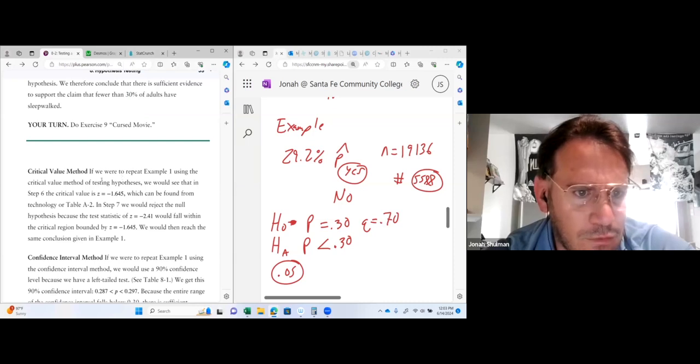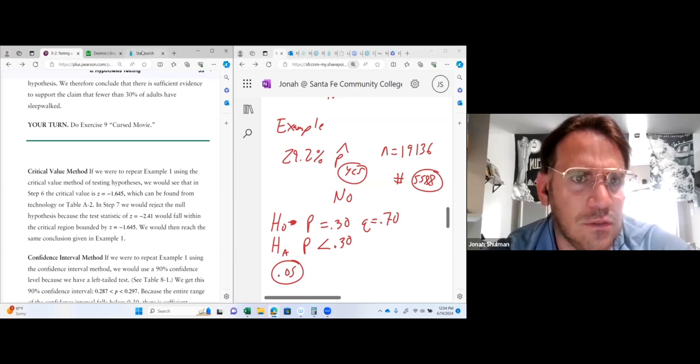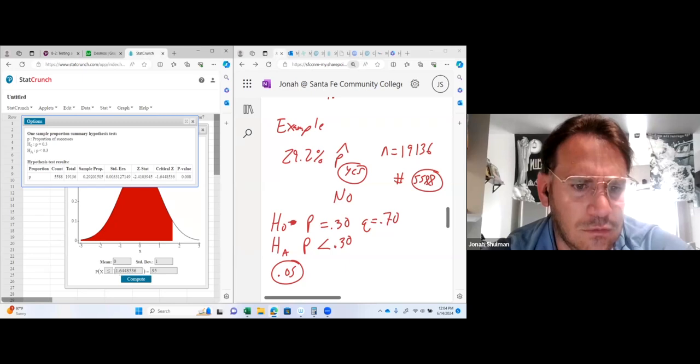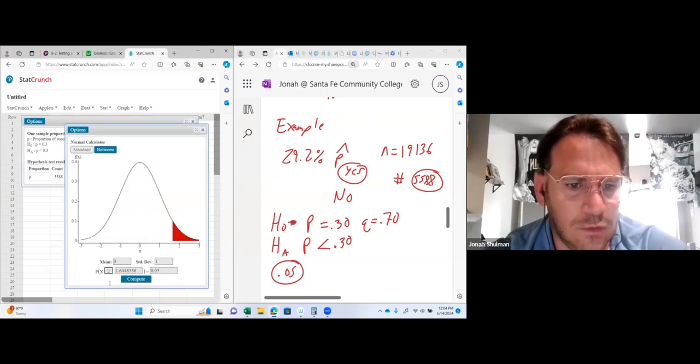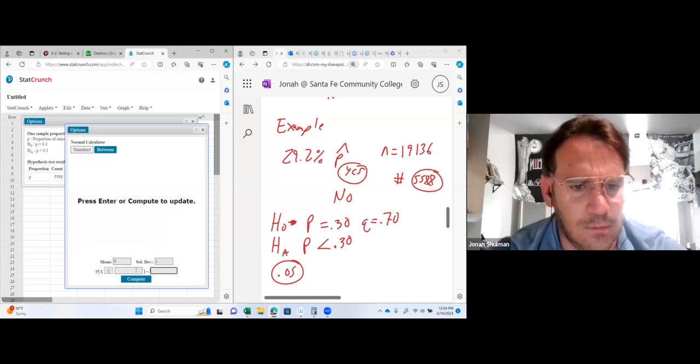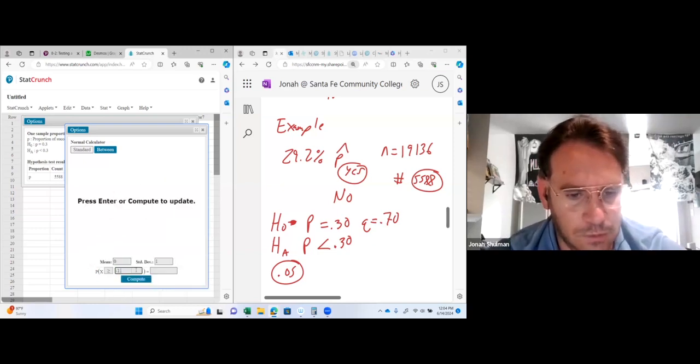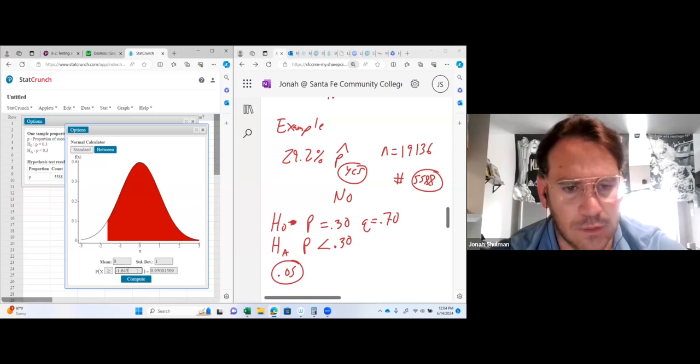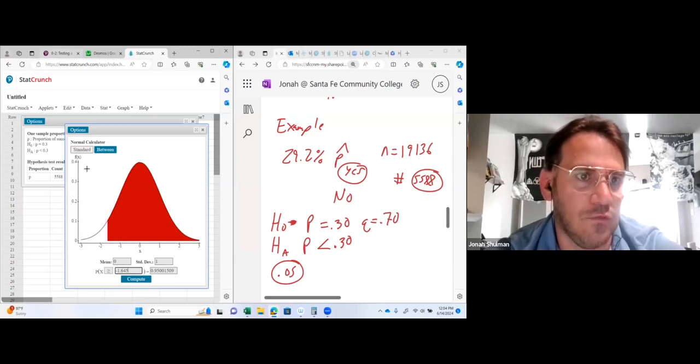So using the critical value method for the hypothesis, we would see that in step 6, Z is negative 1.645, which we can get from the table. Well, let's see. Oh, so now I have to go the other way. Negative 1.645. Yeah, that's the 95% because we want to be here. That's how we can get that value. So if we want 95% going the other way, we get this negative 1.645.